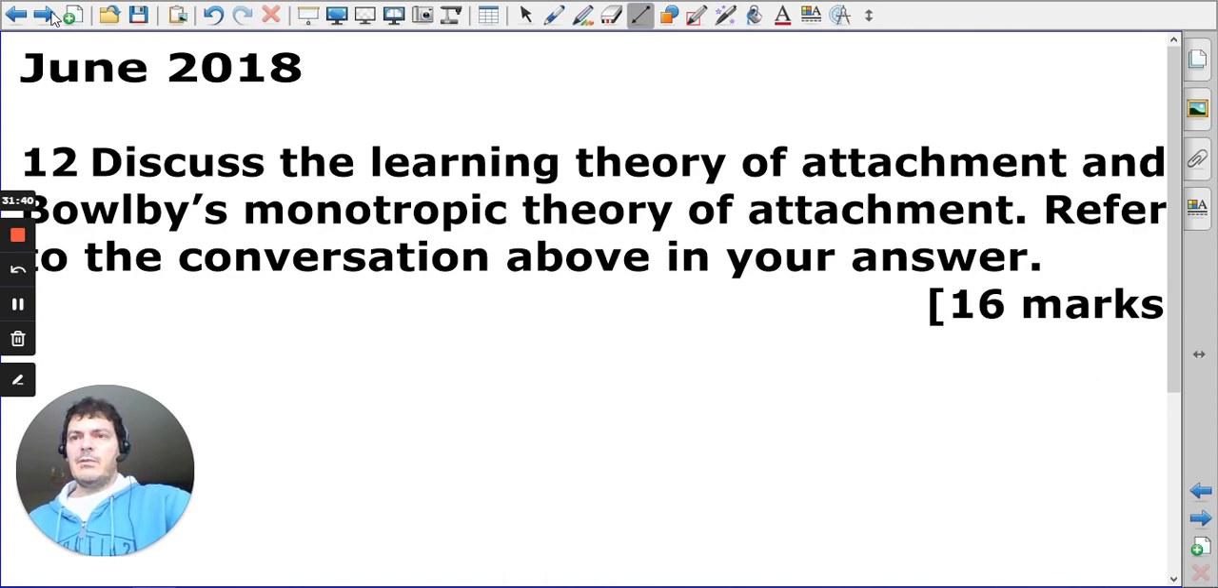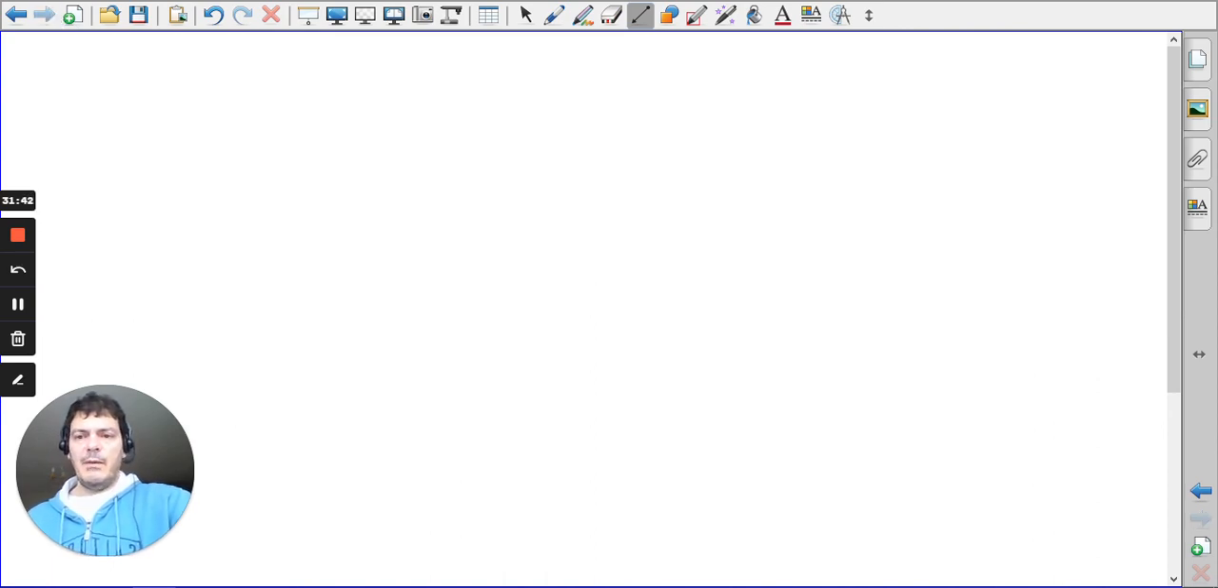So there we have it. We've gone through Bowlby's theory. It's quite a lot more detailed than learning theory. It's possibly more commonly accepted as a better understanding of attachment.